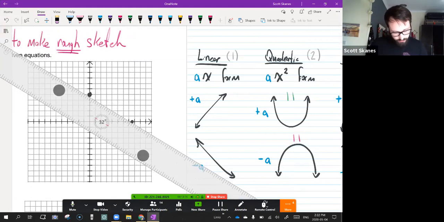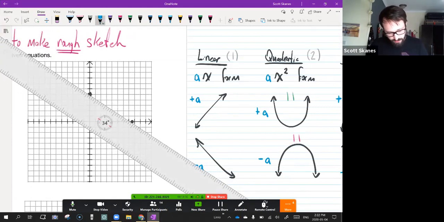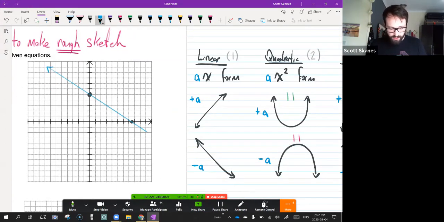You should have a ruler, and you should draw your line. Okay? And it is just a sketch. I'm not looking for perfection, but I am looking for a couple important points. So this, remember, was 0, 5. This was 7.5. And that's all you need to do to sketch it.